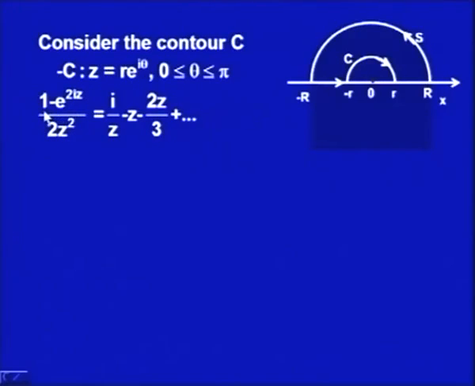So, theta is going from 0 to pi, and along this contour if I take my function (1 minus e to the power 2iz) upon 2z square, again write the Maclaurin's expansion for e to the power 2iz. We would get it as 1 plus 2iz plus (2iz) whole square upon factorial 2 and so on terms. So, what we would be getting is the constant term 1 minus 1 cancelling out. We would be getting the first term as minus 2iz upon factorial 1, and divided by 2z square I would be getting it as i upon z, and so on we would be getting the terms.